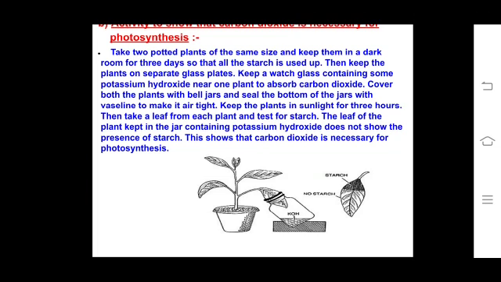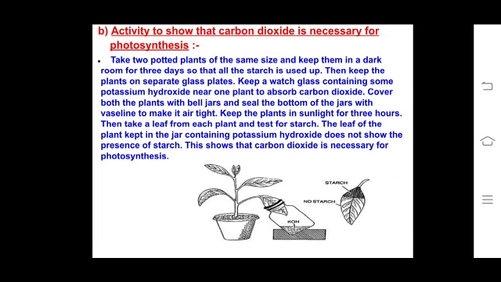Then we have to check for another factor. Carbon dioxide is necessary for photosynthesis. Experiment to show that carbon dioxide is necessary for photosynthesis. Similarly, you have to take two potted plants of the same size and keep them in a dark room for 3 days. Why 3 days in dark room?